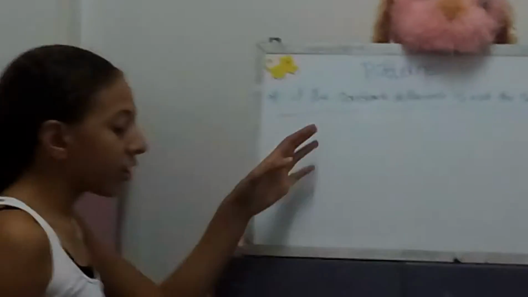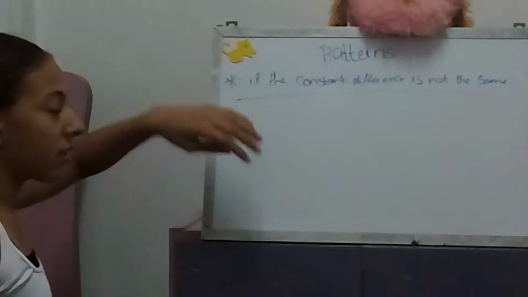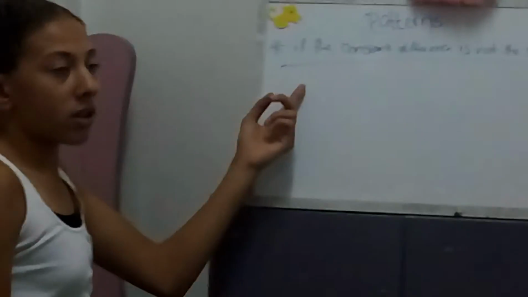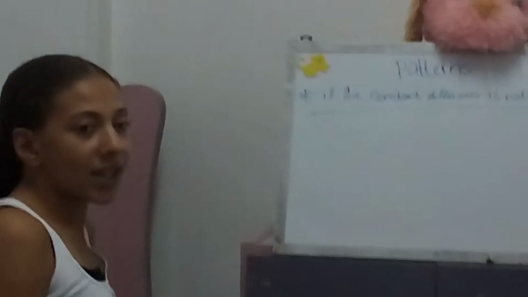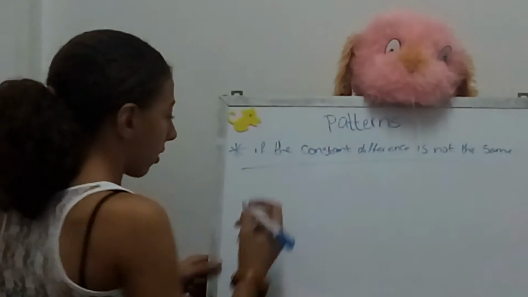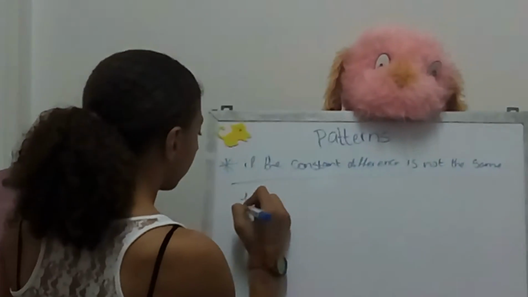I mean that the first difference, as we saw, was positive 2 or negative 7. It's not the same. We do positive 2, then the other one is positive 4, then the other one is positive 6. So the constant differences are not the same. Okay, I'll give you an example to explain it.